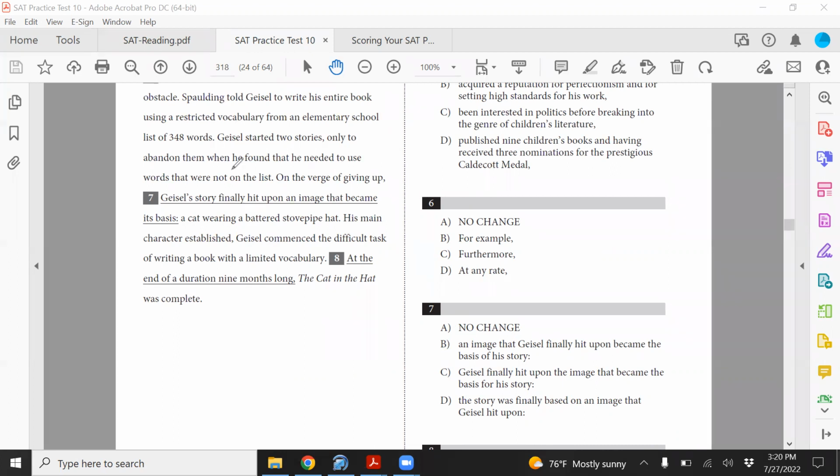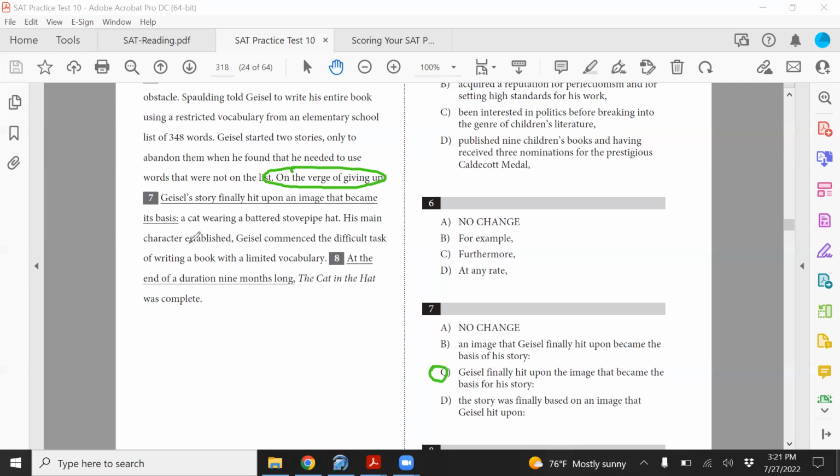Actually, here's the deal. Who was on the verge of giving up? Actually, this right here, I'm totally misconstruing what's happening. This is actually going to be a misplaced modifier. Who was on the verge of giving up? Giesel, right? So whenever you have a modifier description, you've got to state the thing that you're describing right after that description. And you're describing Giesel, not the story or the image or his story as a possessive. It's got to be C, actually. Giesel finally hit upon an image that became the basis for a story. So grammatically, they all sound okay, but C is the best choice because it has Giesel mentioned right after the description or the modifier, on the verge of giving up.